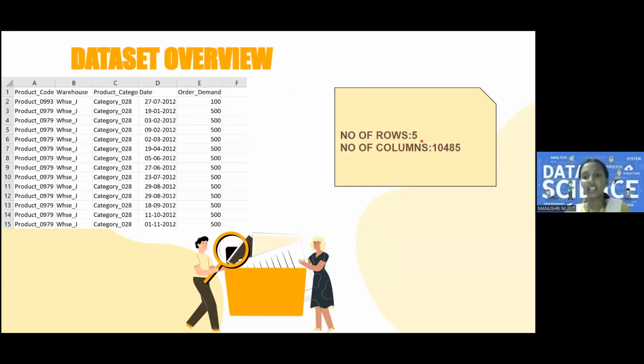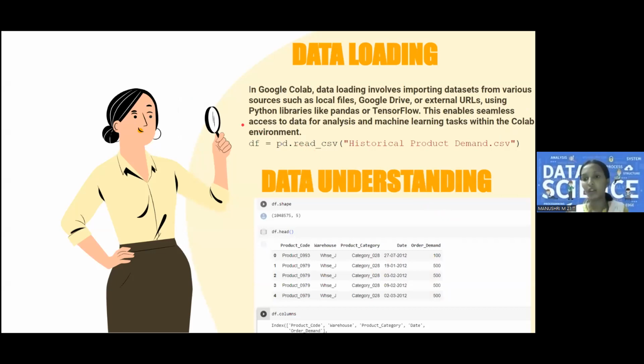And after analyzing it, there are 5 columns, and the number of rows is exactly 10,485. So after having an overview of the data, now let's see how we are going to move on with model creation. Before getting into the model creation, we will be loading the data into our Google Colab or any other platform, Jupyter Notebook or any other software where we will be performing the analysis.